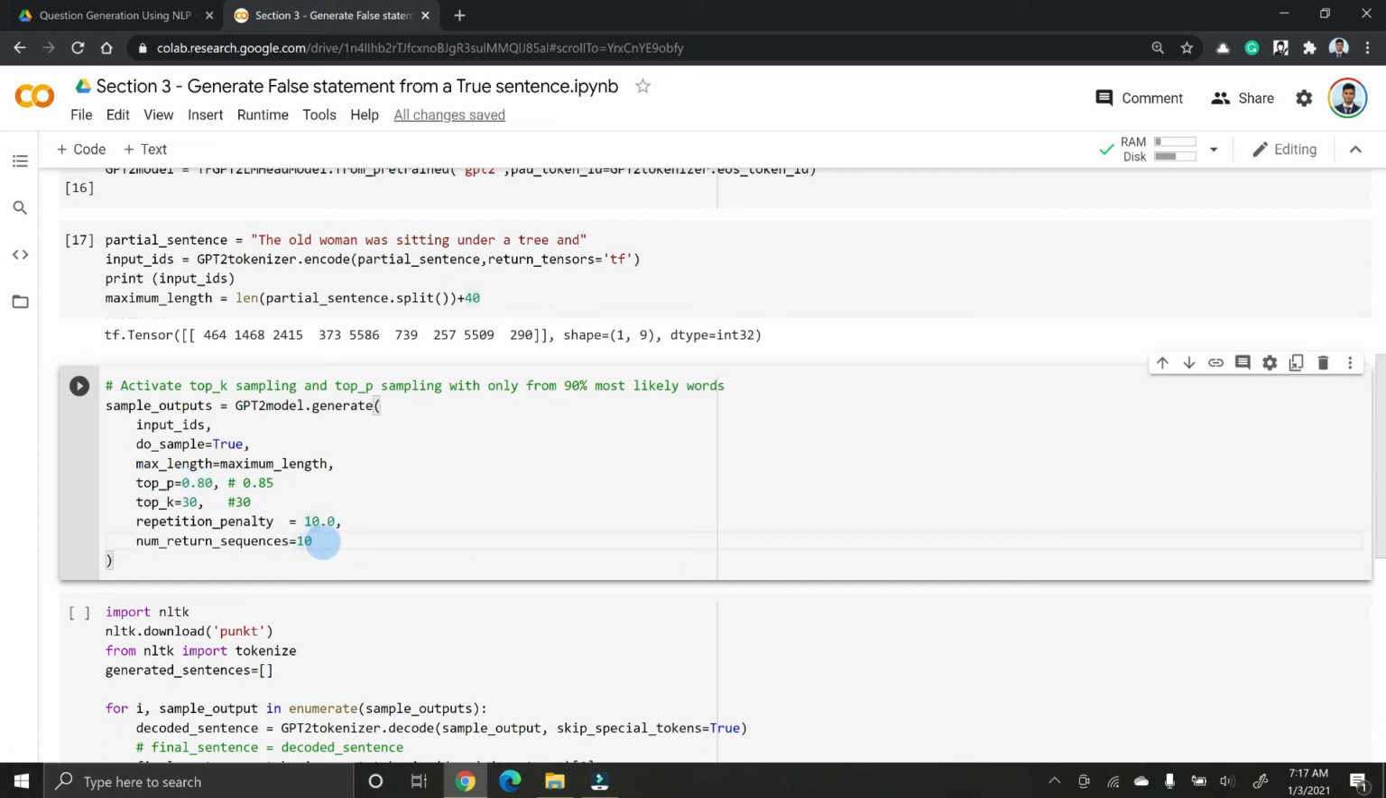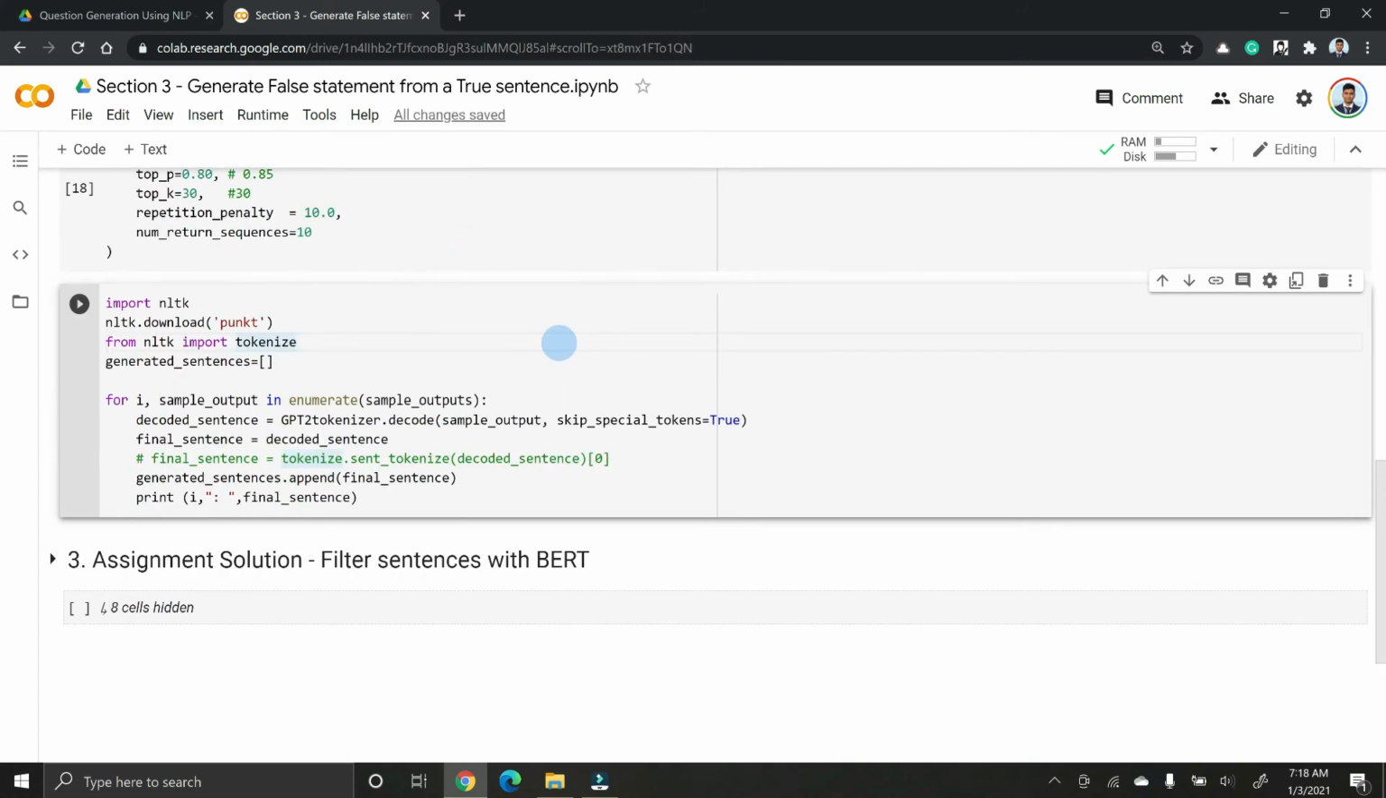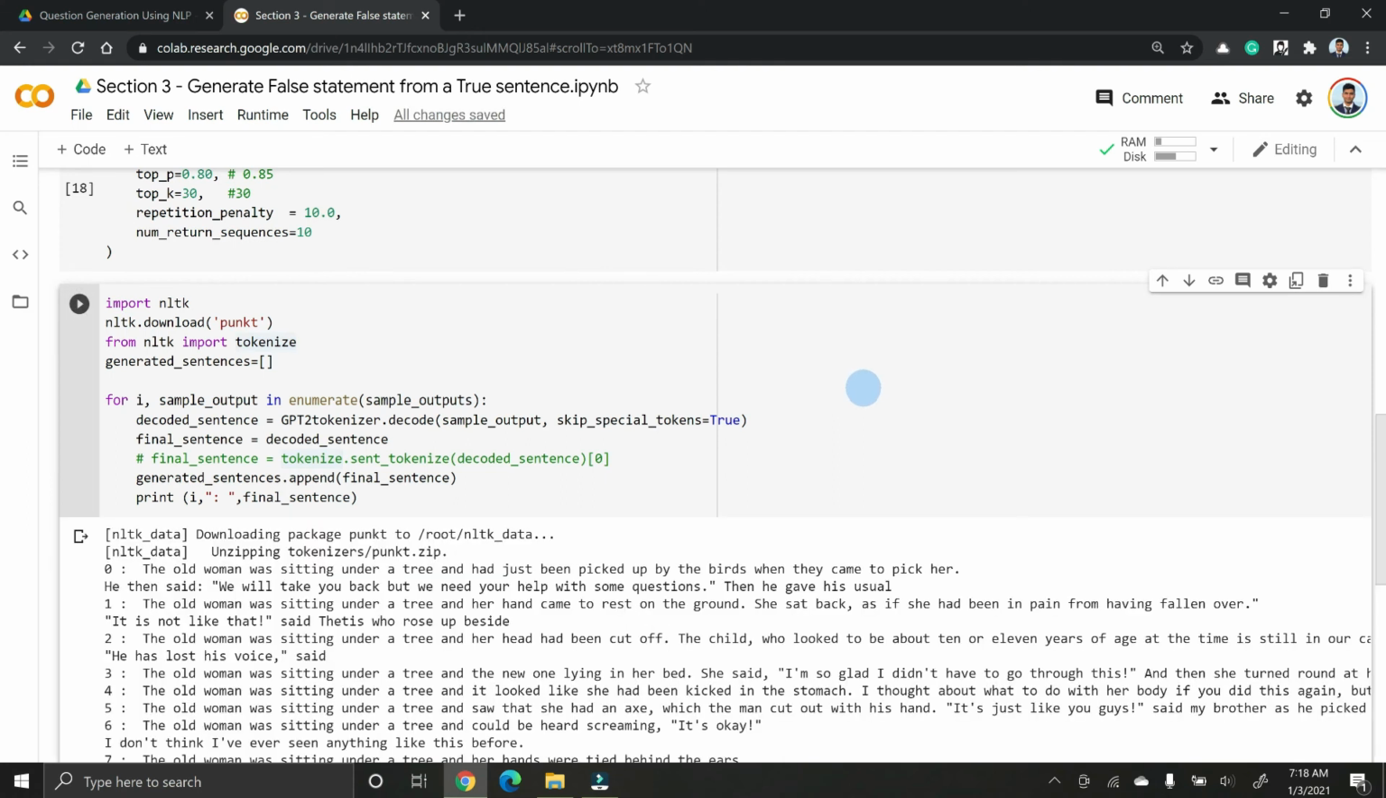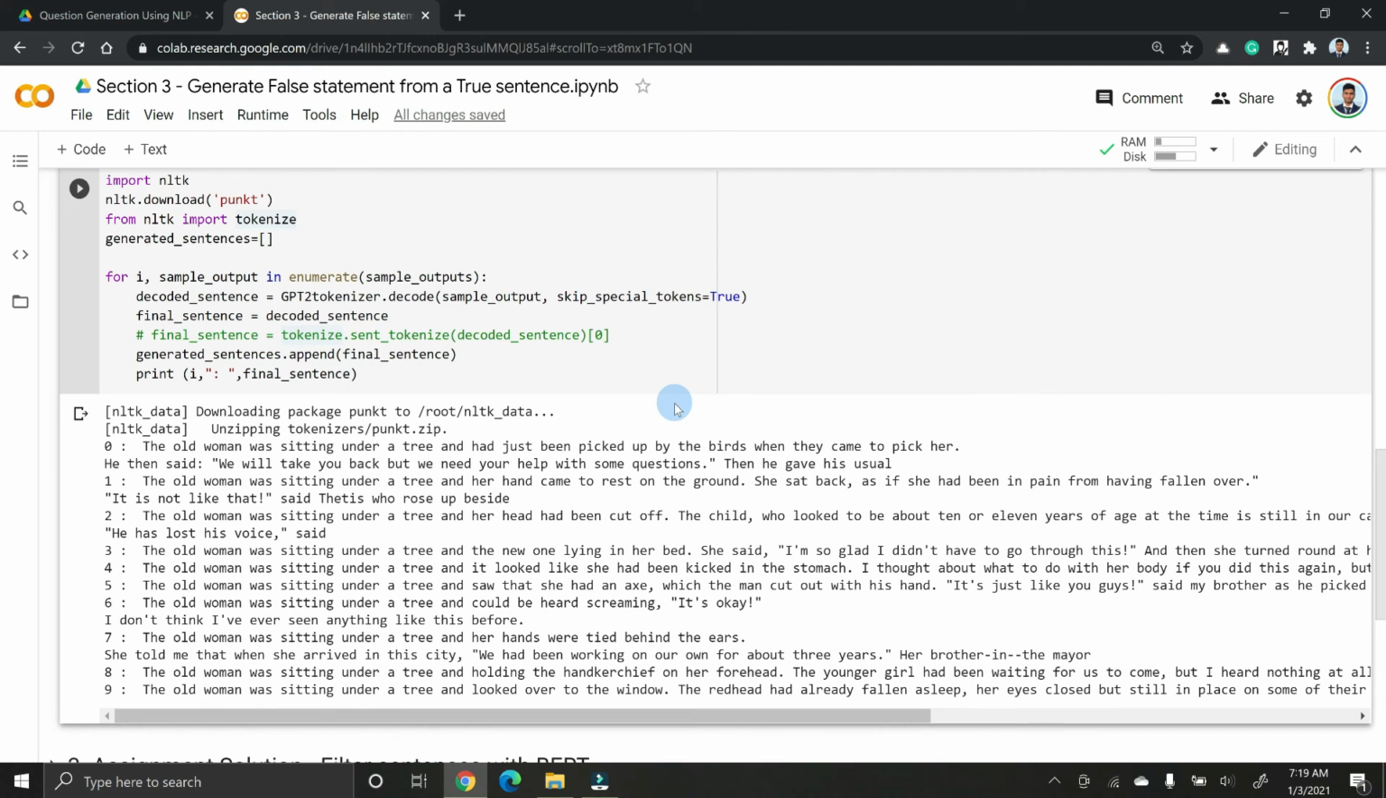Here we are asking GPT-2 to generate 10 alternate sentences. Let's run this. Let's print all those alternate sentences here. As you can see, GPT-2 took our partial sentence and generated almost 10 alternate sentences. For example, the old woman was sitting under a tree and had been just picked up by the birds when they came to pick her. The old woman was sitting under a tree and her hand came to rest on the ground. She sat back as if she had been in pain and have been falling over.